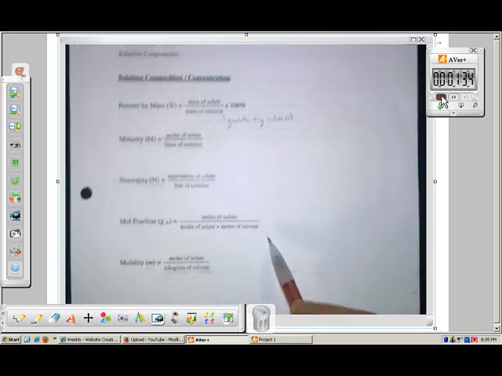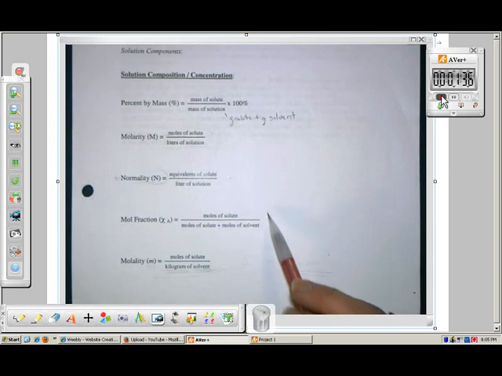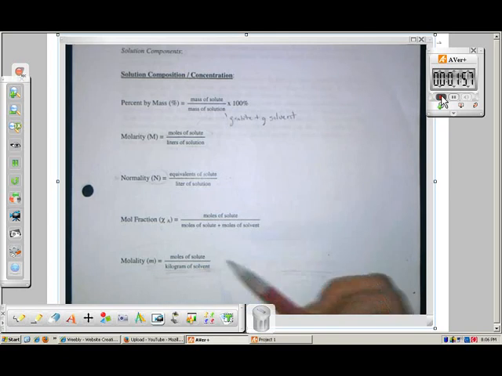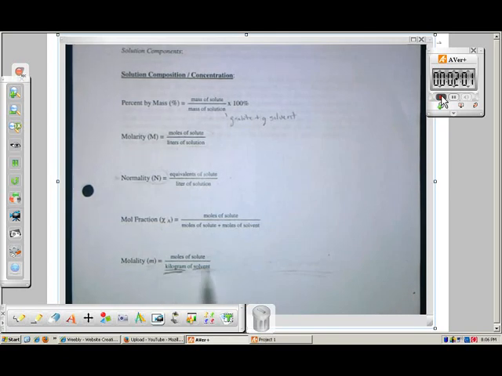Mole fraction is a ratio of moles, and just be careful as to what you're expressing the mole fraction in terms of. If the solute, then it's moles of solute per entire moles, or mole fraction of solvent, then it's moles of solvent over the entire moles. Molality is moles of solute per kilogram of solvent alone.